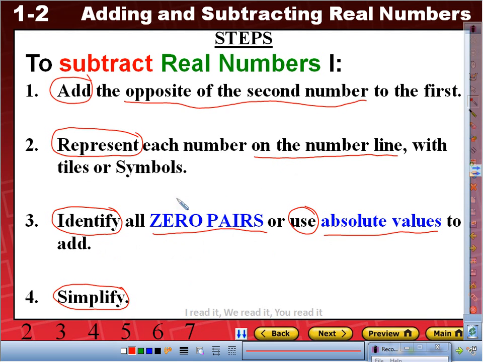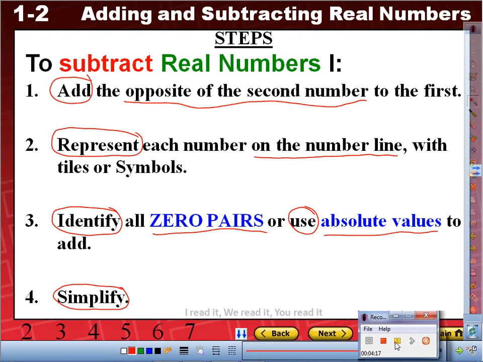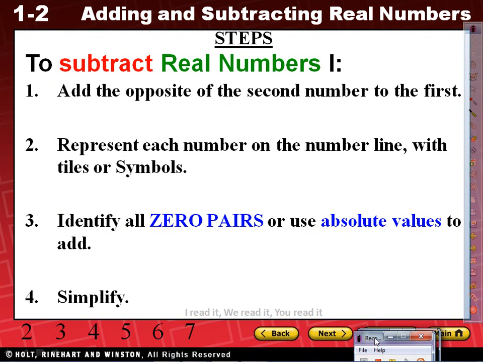Step 1, add the opposite of the second number to the first. Step 2, represent the numbers on the number line with positive symbols. Step 3, identify 0 pairs or use absolute values to add. And step number 4, simplify. Okay? So I'll give you 30 seconds. Tell them to your neighbor. Your neighbor's going to tell them back to you to make sure they got them. All right, so we got our steps down.